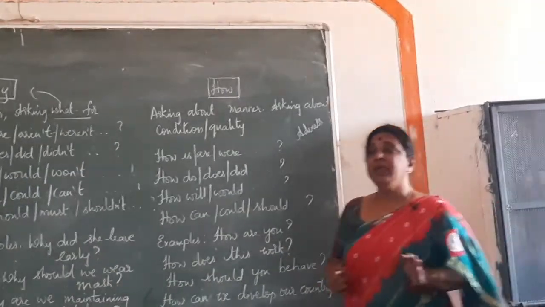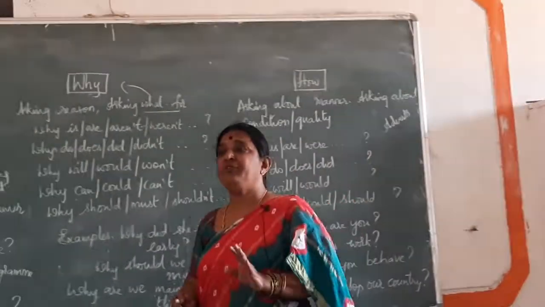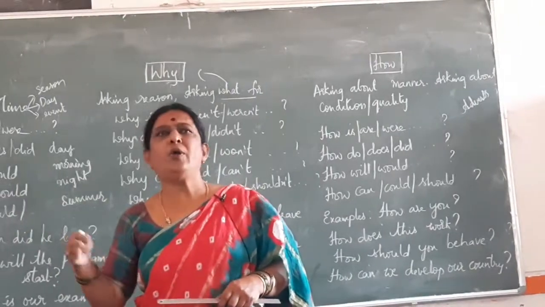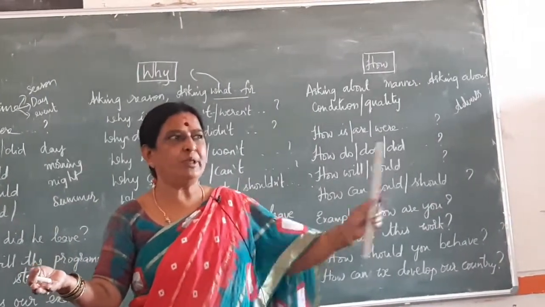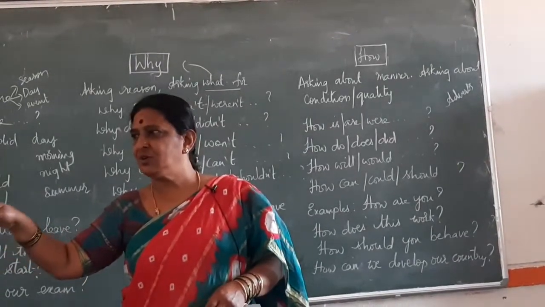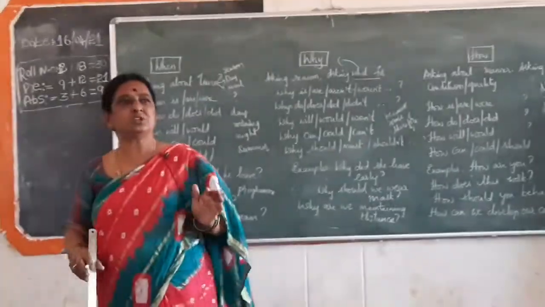He, or the thief, ran out quietly. How did he go? How was the manner? How did he walk out? Quietly. So, there are a few other questioning words.